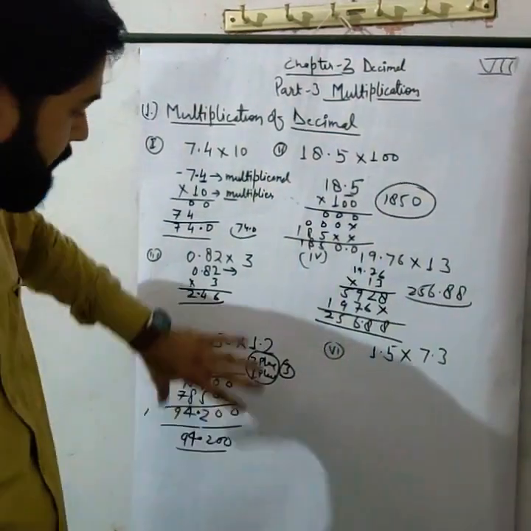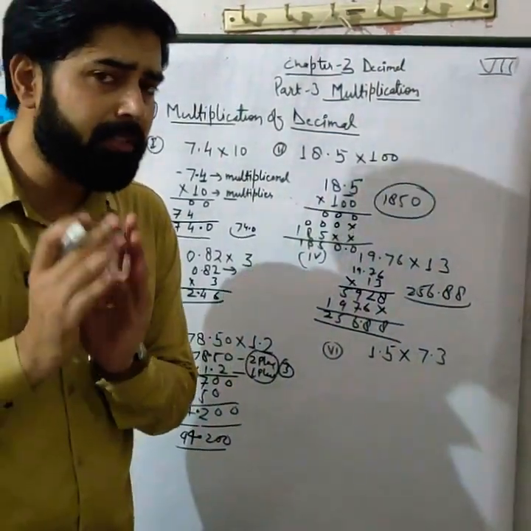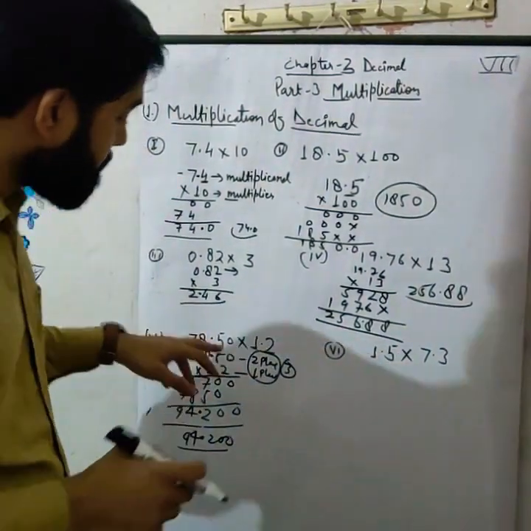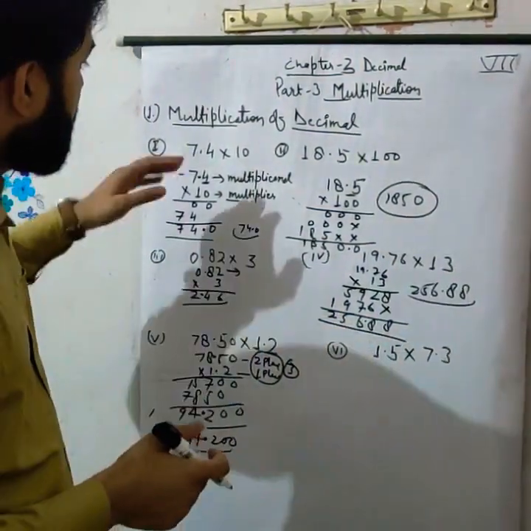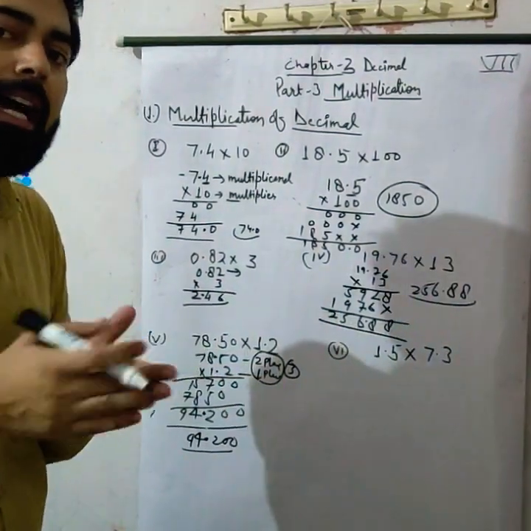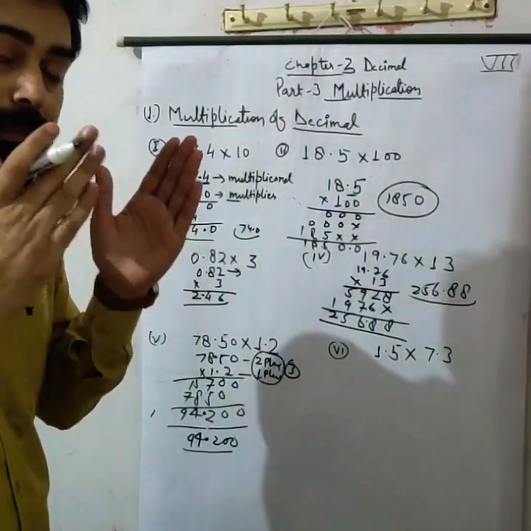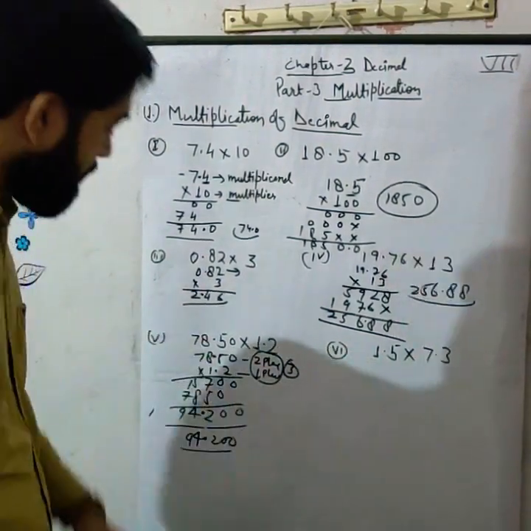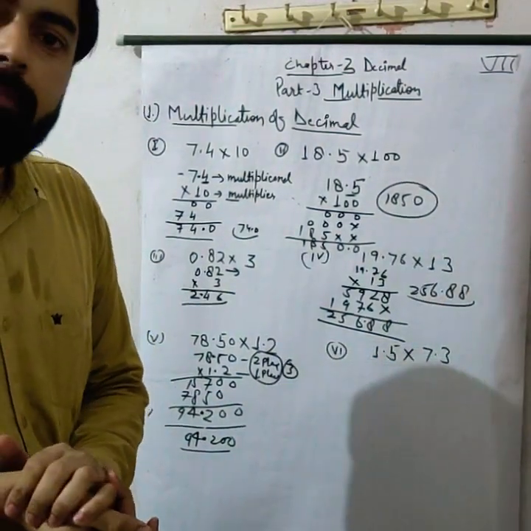This is the answer. This type of decimal multiplication is very important because you must always keep in mind how many decimal places are in the multiplicand and how many in the multiplier. So add the places of both the multiplicand and multiplier, then you can use that in the product.